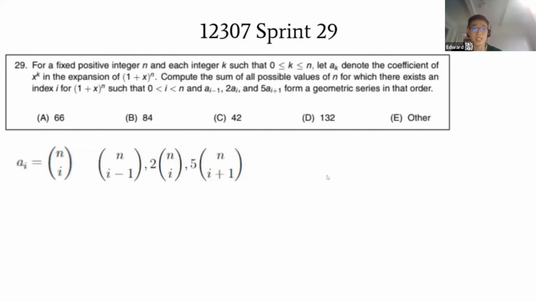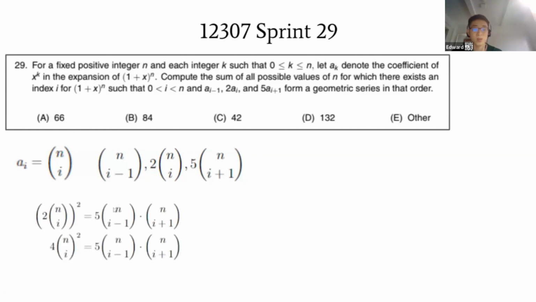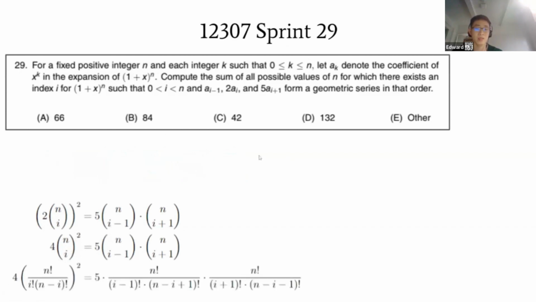So that means that the square of the middle term is equal to the product of the term before and after it. So we'll have 4 times n choose I squared is equal to 5 times the product of the other two. So from here, we can expand by the definition of binomial coefficients, and we'll get this pretty nasty equation, but most of it is in factorials.